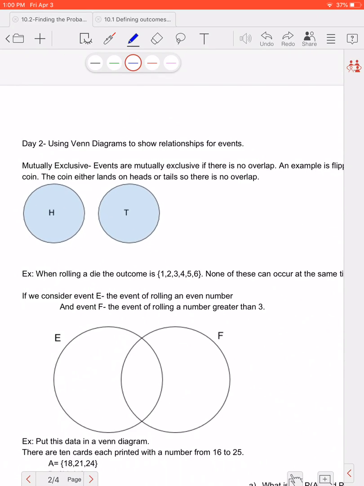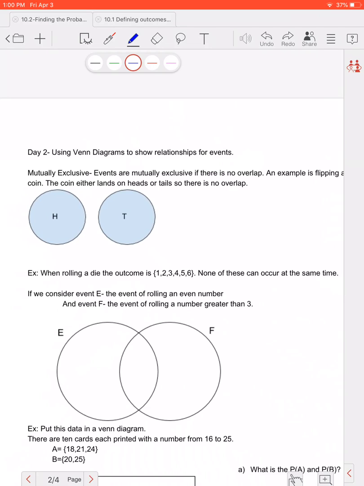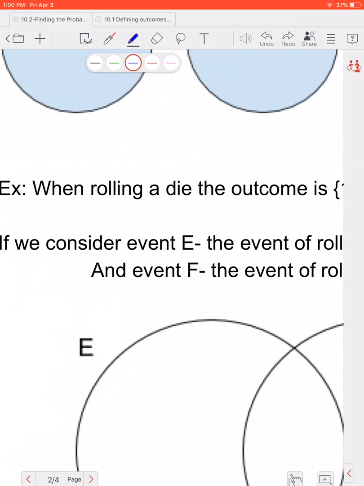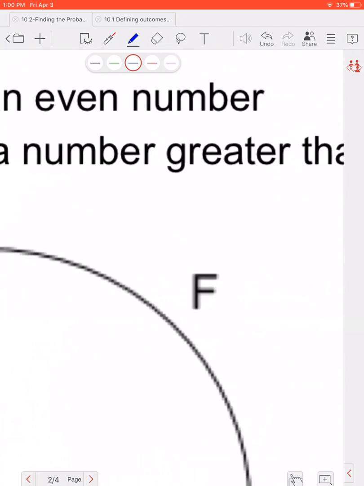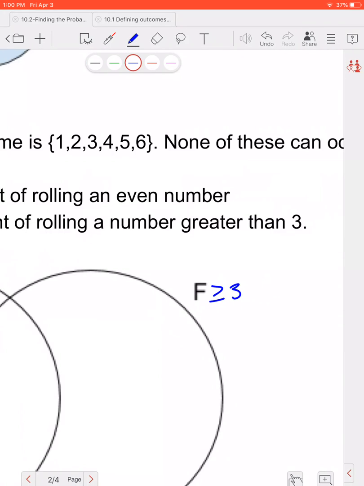So when rolling a die, the outcome is 1, 2, 3, 4, 5, 6, as we've talked about. None of these can occur at the same time. But if we look at specific events, event E is rolling an even number. So I'm just going to write even over here in this circle. Okay, and event F is the event of rolling a number greater than 3. Oh, just greater than, not equal to, sorry.